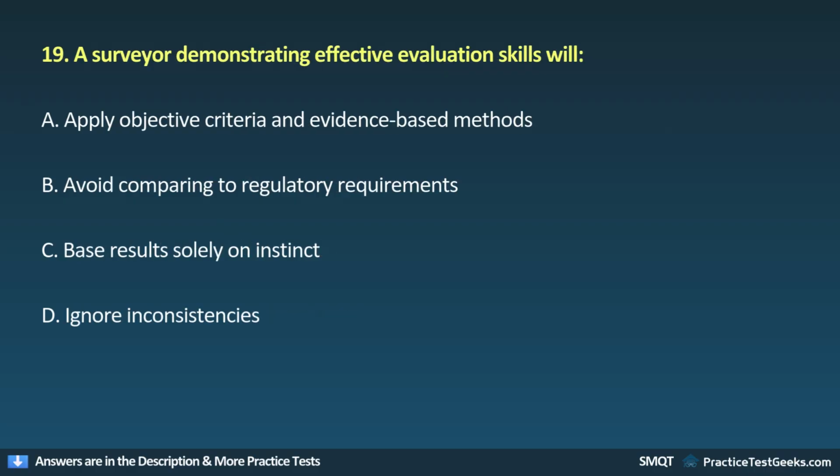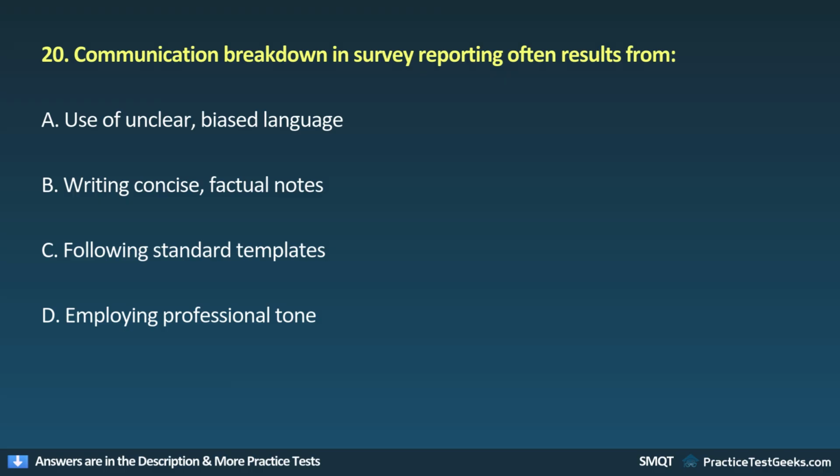19. A surveyor demonstrating effective evaluation skills will A. Apply objective criteria and evidence-based methods. B. Avoid comparing to regulatory requirements. C. Base results solely on instinct. D. Ignore inconsistencies.